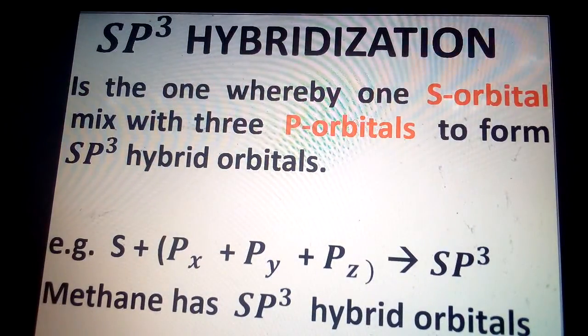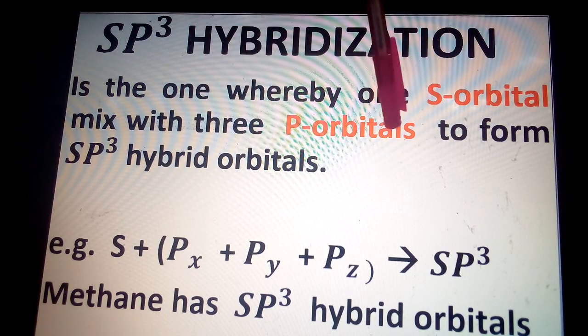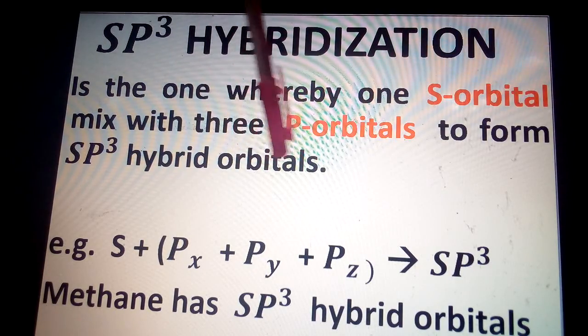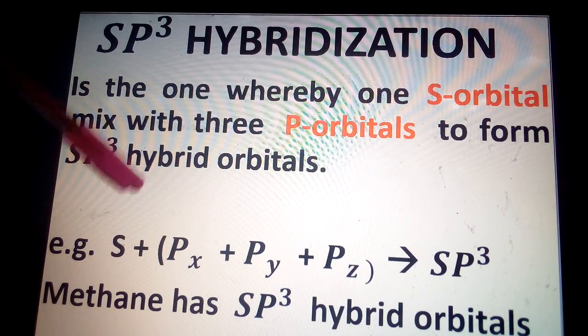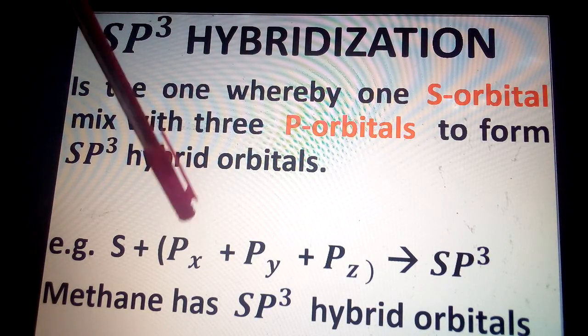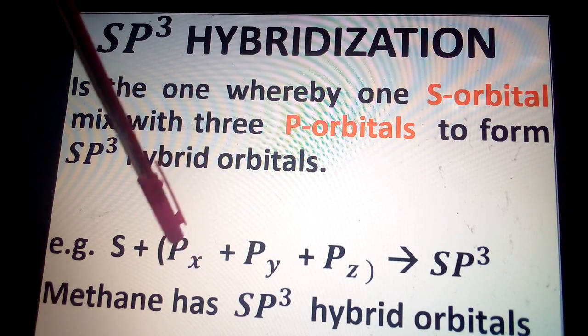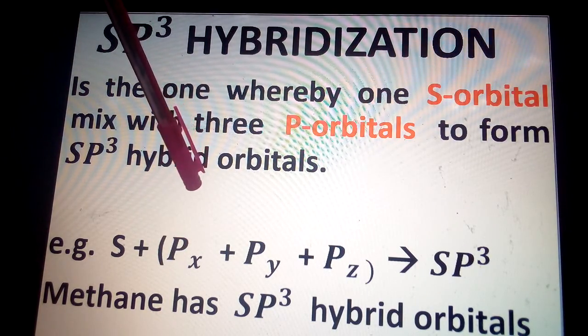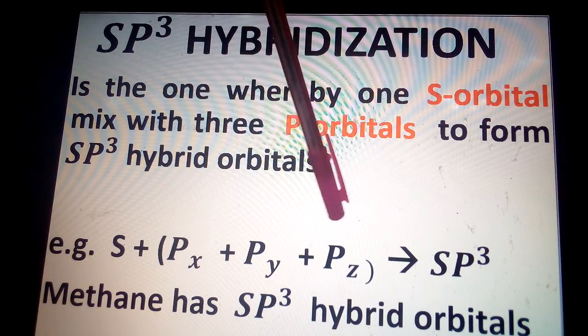Let us see sp3 hybridization. sp3 hybridization is the one whereby one s orbital is mixed with three p orbitals to form sp3 hybrid orbitals. In that hybridization, we take one s orbital and mix it with the three p orbitals, which are the px orbital, py orbital, and pz orbital. When I say px orbital, I mean the p orbital lies along the x plane. If I say py, it lies along the y plane. If I say pz, it lies along the z plane.